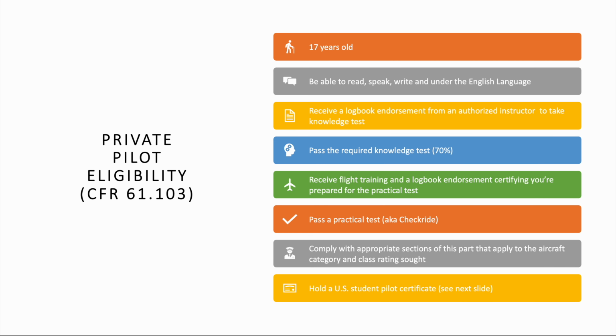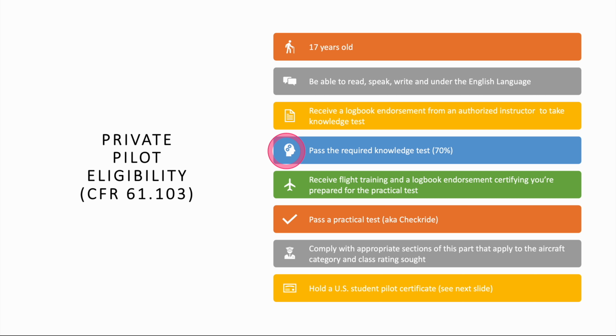So next is the eligibility for private pilot. You need to be at least 17 years old. So student pilot, 16, in order to solo the plane. In order to get your license, you need to be 17. This one just repeats, read, speak, write, and understand the English language. Obviously, if you've already got your student pilot certificate, this has been checked off as well. Receive a logbook endorsement from an authorized instructor to take the knowledge test. So if I sign you off to go take the test, that would meet this requirement.